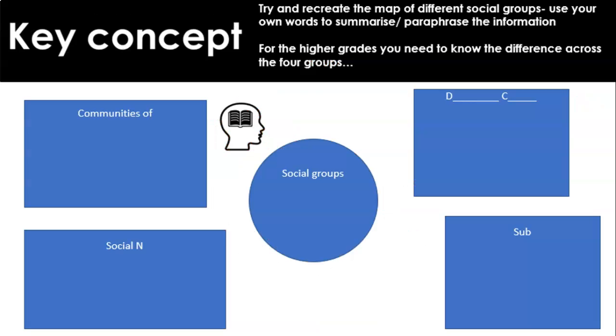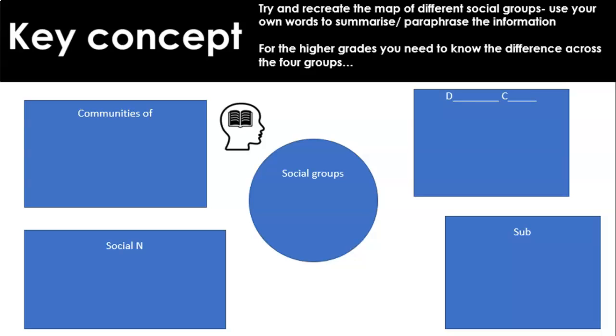Okay, so try and recreate the map of different social groups using your own words to summarize or paraphrase the information. So I know you've done this before, but the reason we're doing it again, hello revision. When you do something more than once, when we practice something, it becomes easier. So what keywords might go in the middle of social groups? How would we complete communities of practice, social networks, discourse communities, subcultures?